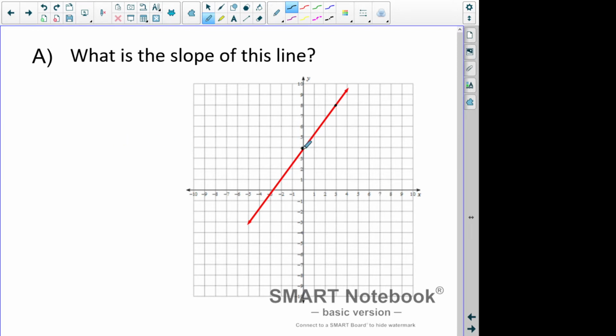I could write out those points and plug them into the slope formula. But I can also just see, well, how much does it rise? It rises 1, 2, 3, 4. So from this point to this point, it rises 4, positive 4. And then it goes left or right. It does a run of 3. 1, 2, 3. Okay, so I'd say that slope is 4 over 3. And I would just leave it in that form.